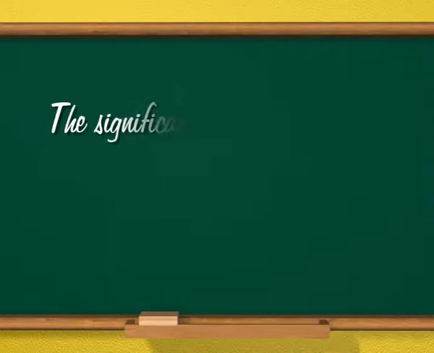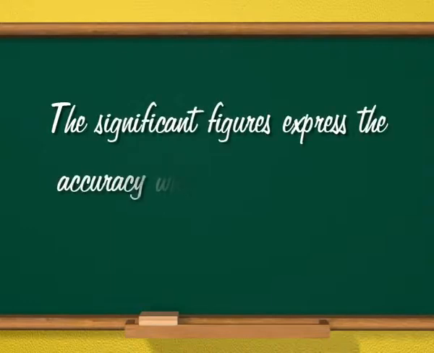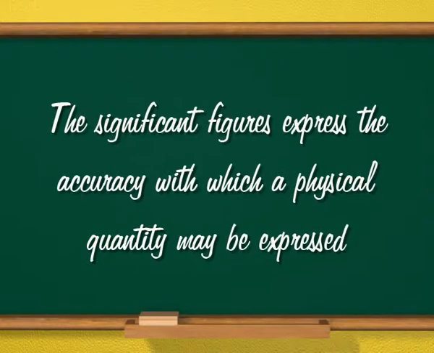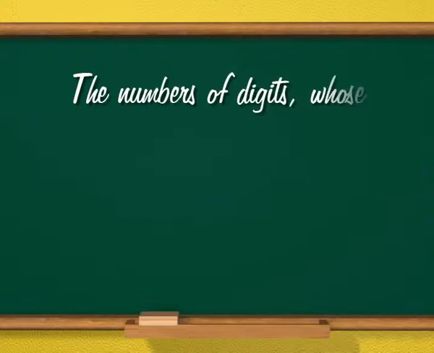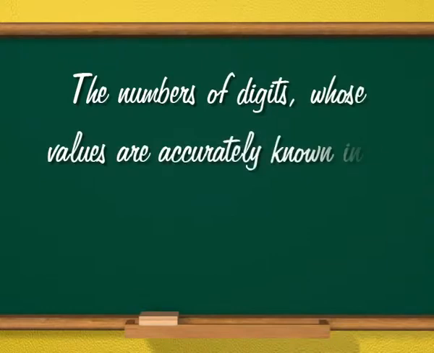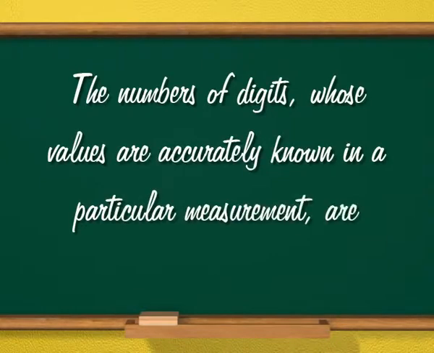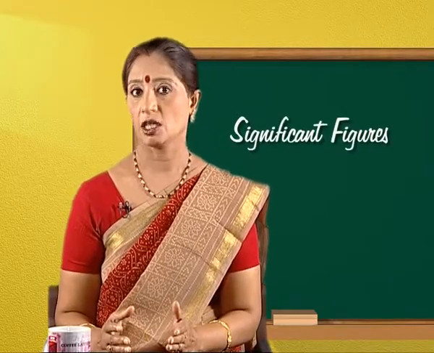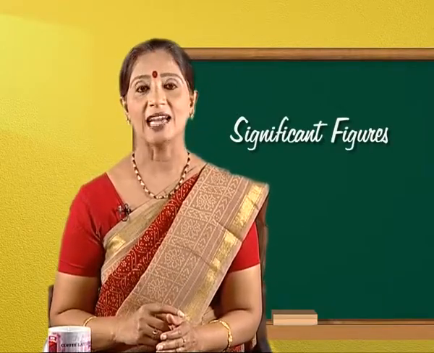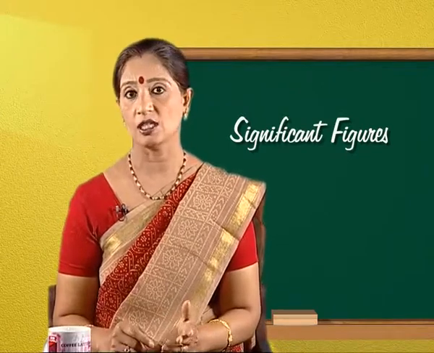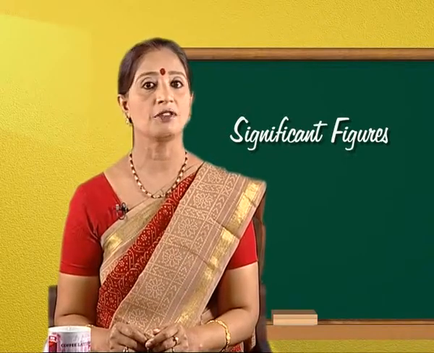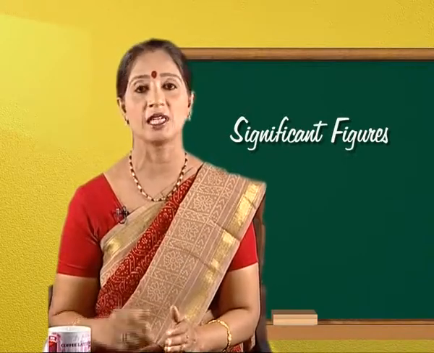The significant figures express the accuracy with which a physical quantity may be expressed. In general, the number of digits whose values are accurately known in a particular measurement are called its significant figures. Significant figures comprise digits which are known reliably and one last digit in the sequence which is not known reliably. We take an example of the measurement of length by a vernier scale.